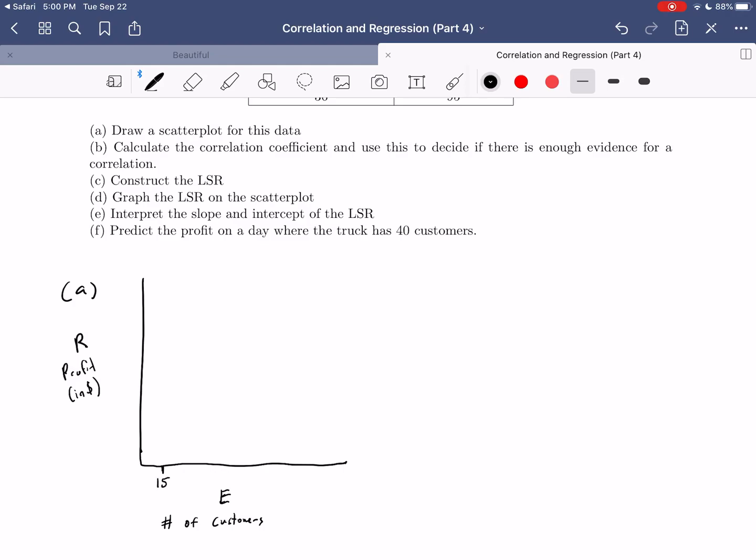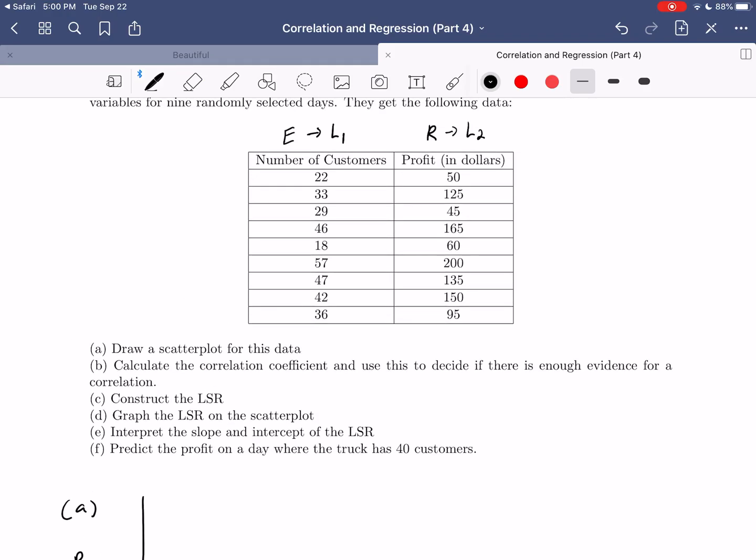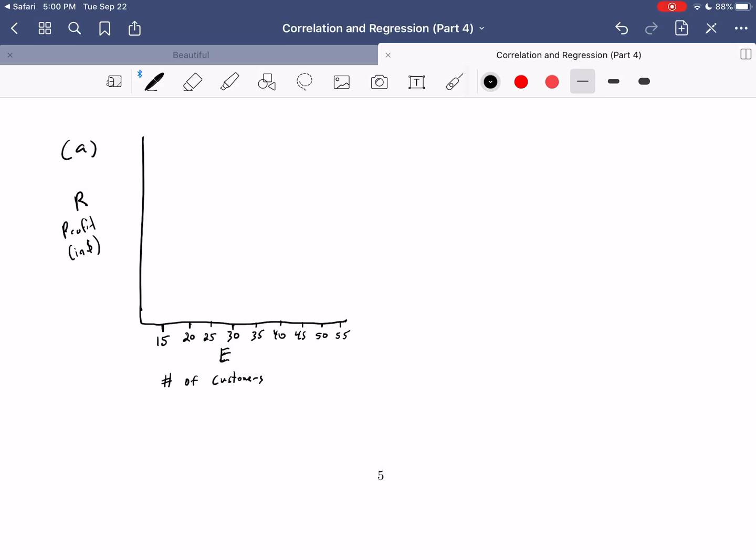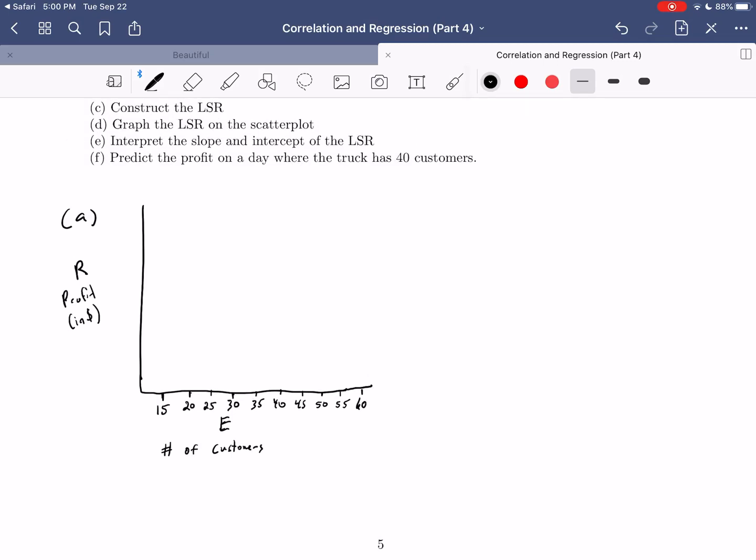So we can go like 15, 20, 25, 30, 35, 40, 45, 50, 55, and I think we said the highest was 57, so we need to go just a little bit farther, and there's 60. Okay, so there's our number of customers. Now do keep in mind this has been condensed here, which is fine, because again, this really is everything from 0 to 15, which doesn't fit our scale of 5.